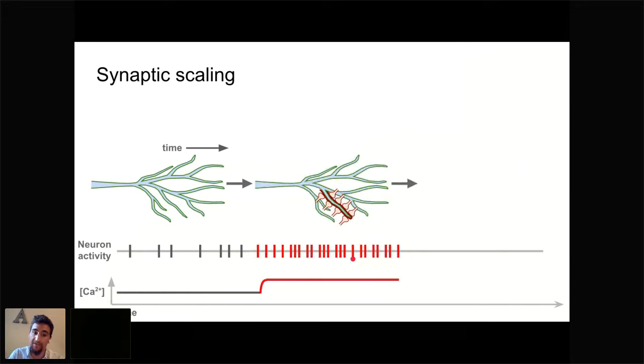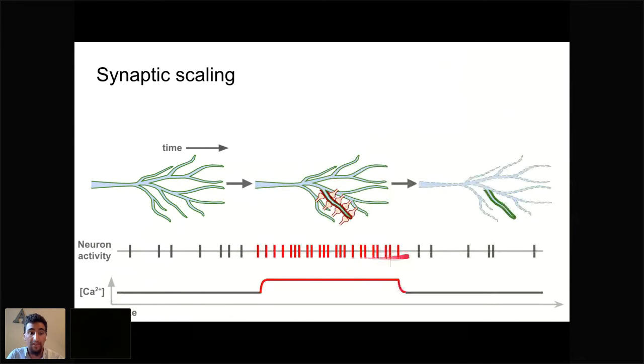How does the cell prevent this from continuously increasing over time when more branches are potentiated? If left unchecked, this could result in excitotoxicity at the cellular level, or at the level of the brain might manifest as seizures. The neuron's solution is to globally decrease its total excitability, to decrease the strength of all its synapses. This is called synaptic scaling.